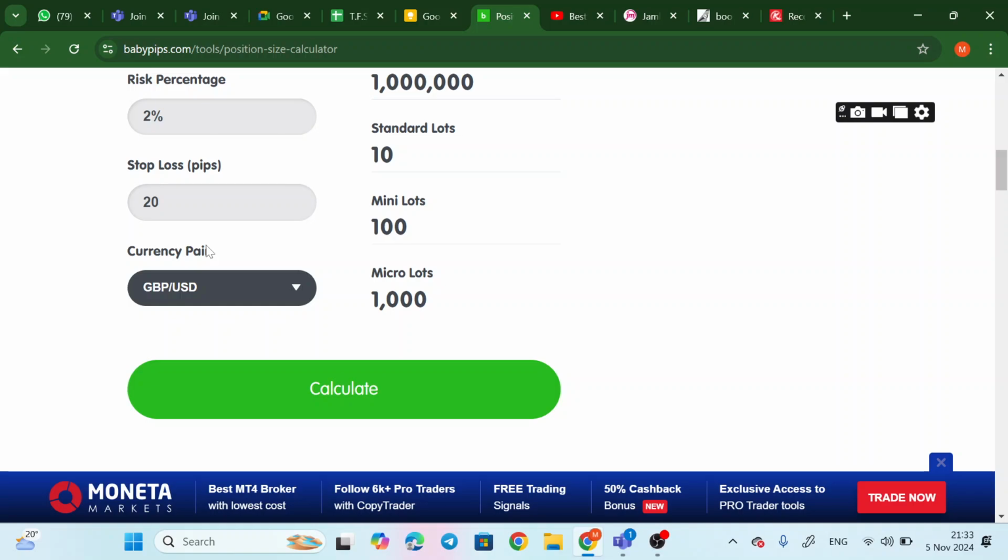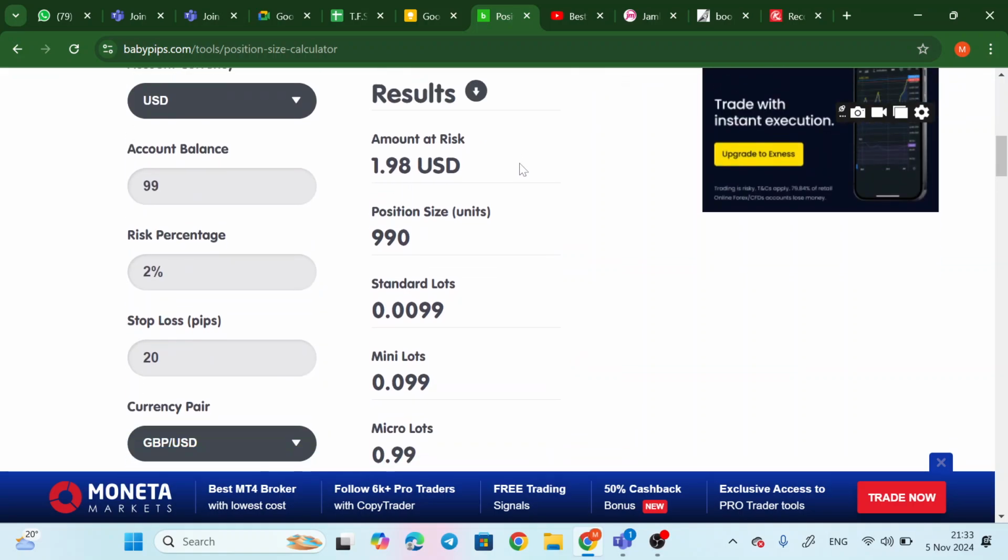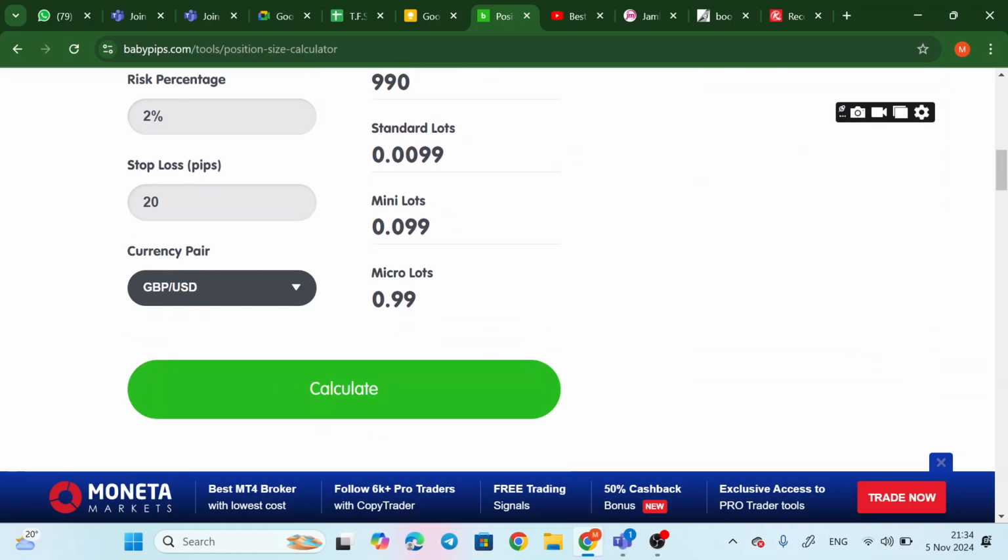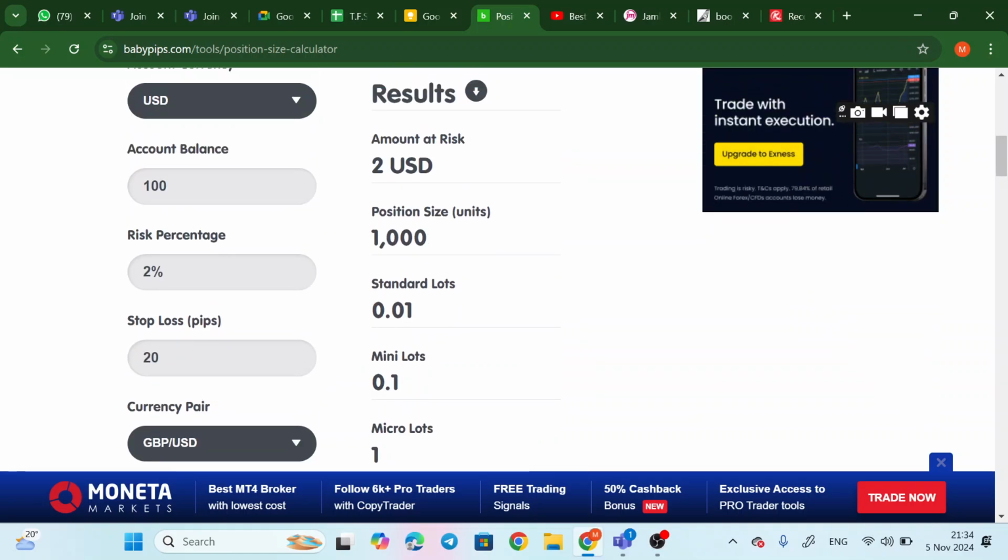So even before trading, this is the first step. I will calculate. You will have 0.00999. That is the lot size that you are supposed to use. Then I go to my MT4. Let me now share. I know the lot size and I know the amount that I'm going to lose. In case this trade goes against me, I'm going to lose 1.98 of my capital, about $2. The account balance is $100, so the lot size is 0.01.